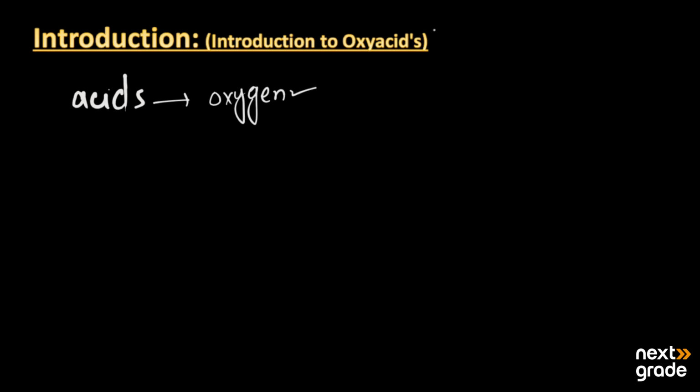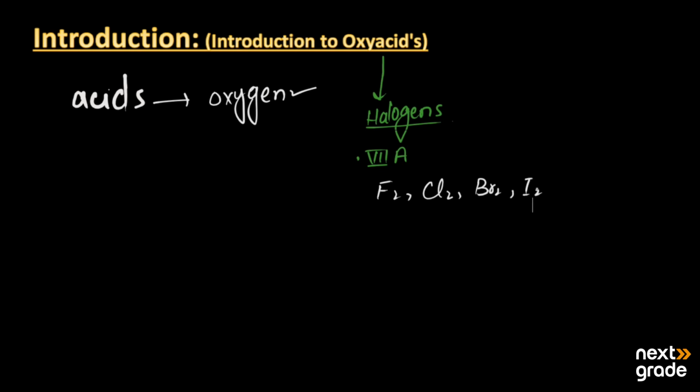Now, here with the term oxyacids, we will discuss the oxyacids of the halogens. The halogens are the group 7A elements, which include four elements. The number one element here is fluorine, chlorine, bromine is the third one, and iodine is the fourth one. So these are basically the halogens. Today we will discuss their acids, and these acids are called oxyacids of the halogens.